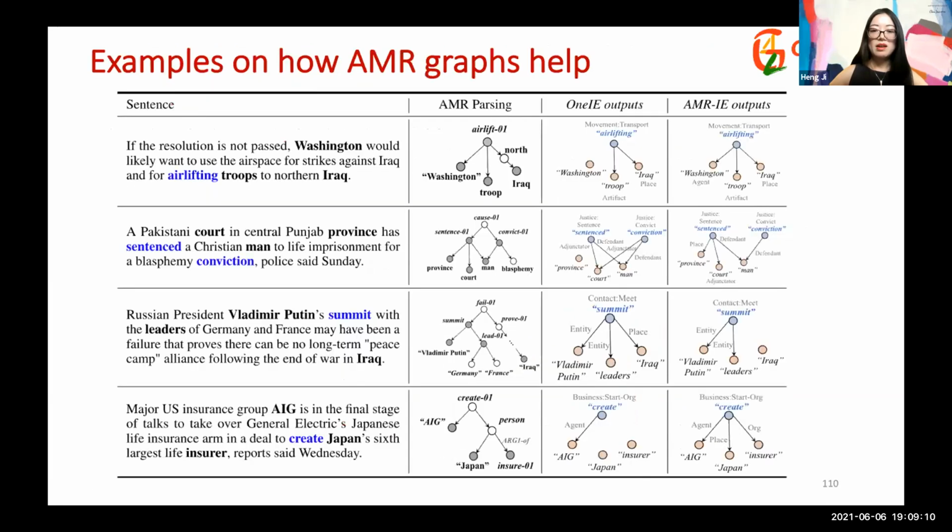Okay, so just to show you quickly, before and after we use the graph encoding decoding, this middle column here shows the sequence to graph results. So for example, here Washington is missing as an argument for this airlifting movement transportation event. But using the AMR graph, we make sure that the distance between this entity and the trigger is much closer than the original surface distance in the original sentence, so that we can identify this Washington as the agent argument of this movement event.